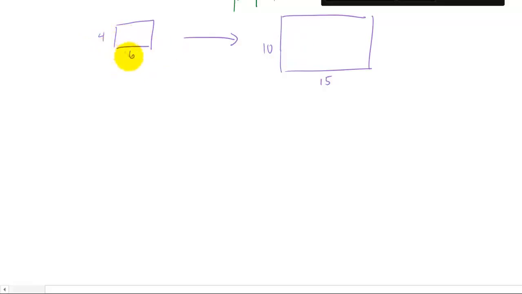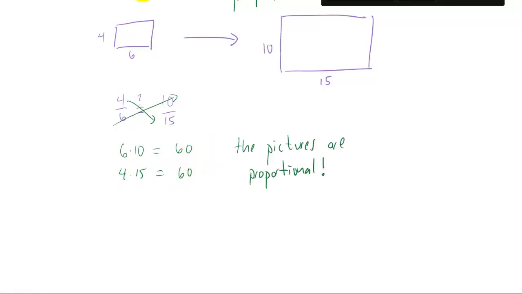The question is, is a 4 by 6 picture proportional to a 10 by 15 picture? I'll put a little question mark on the equal sign because we're not sure if it's true yet. And the way that we do this, of course, is we find the 2 cross products. We ask the question, is 6 times 10 the same as 4 times 15? And as it turns out, 6 times 10 is 60, and 4 times 15 is 60 as well. So because the 2 cross products of these ratios are equal to each other, we know that these 2 pictures are proportional to one another.